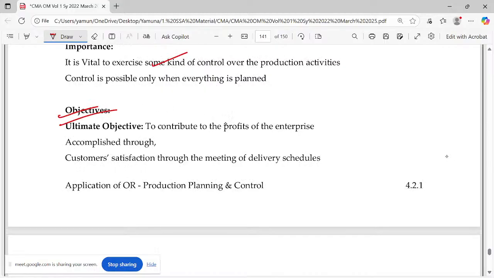Objectives, the ultimate objective is to contribute to the profits. So ultimately we are business, we want to make profit. So that's our aim, that's our objective. Probably, even though profit is your objective, you have to meet the customer's satisfaction also. So how we are going to properly deliver the schedules.